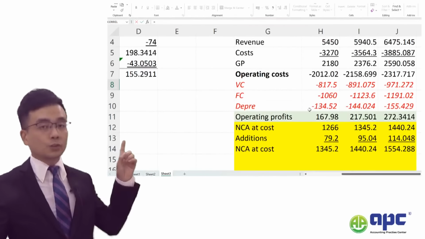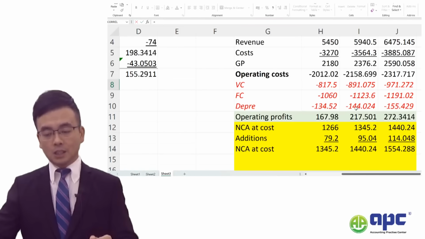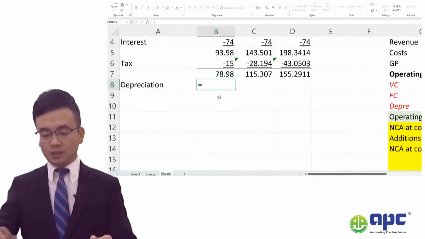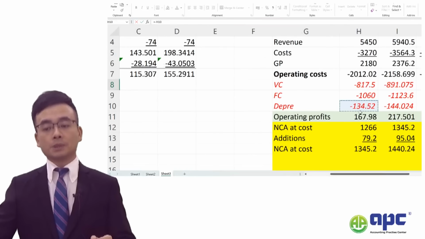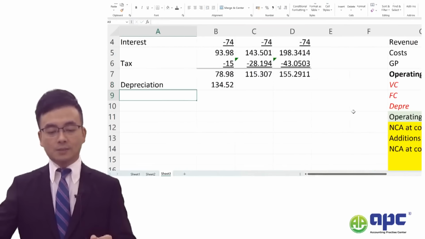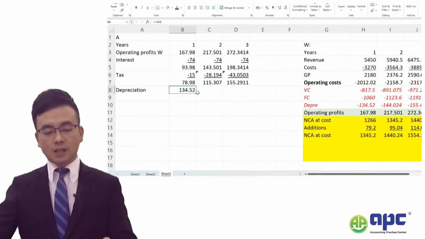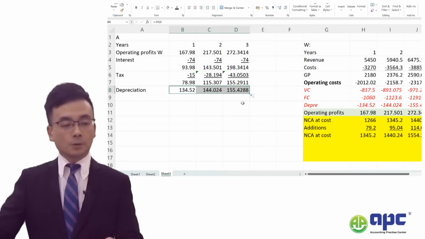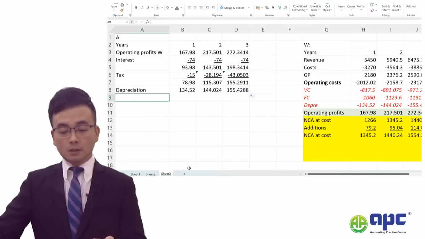You can see my mouse, 134.52, but all in negative. So we would need to put a minus next to that and to click on, okay, that's the depreciation. And we click on enter and drag it here. Okay, that's fine. What else?